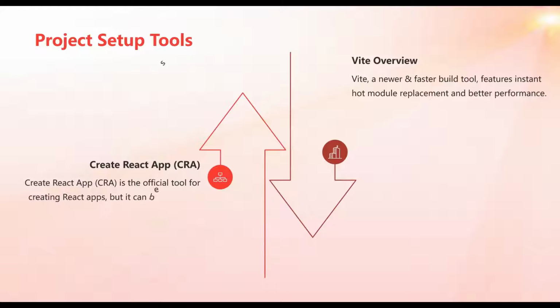This is the official tool for creating and bootstrapping a React app. It comes with a lot of setup out of the box, Webpack actually, and other things, but it's a bit slower for larger applications, whereas Vite is newer and faster. It's basically a faster build tool, and it also has the feature of instant hot module replacement and better performance.